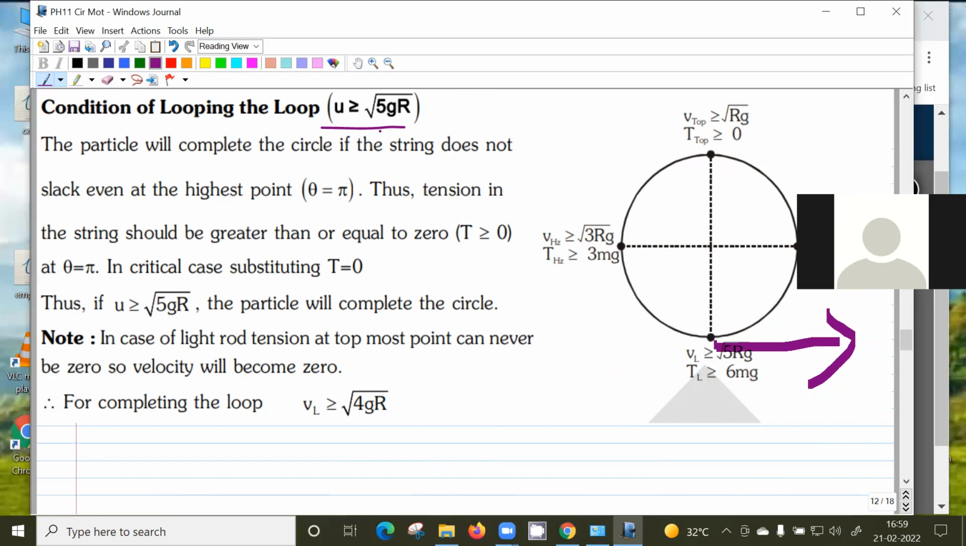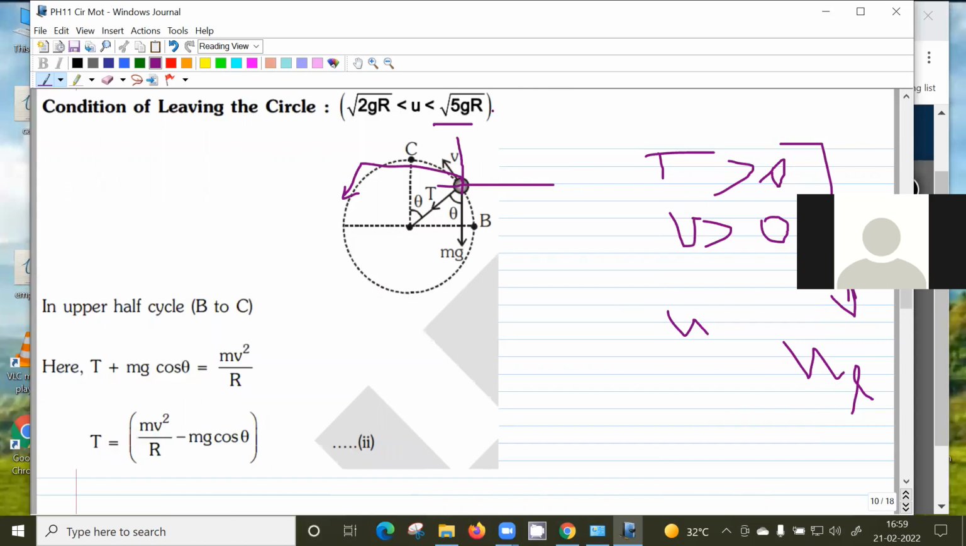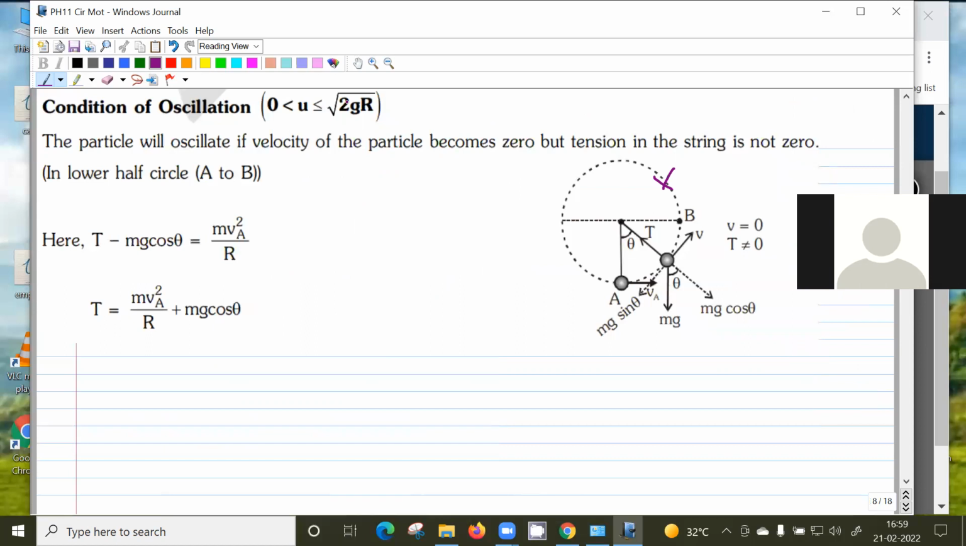So this is what you have to remember: for u less than √(5gr) and up to √(2gr), it will be in more than half circle. Actually, when it goes above the half circle, the tension becomes 0, so it will become a projectile after this point. And when u is less than √(2gr), it will be less than half circle. It will be like a simple pendulum.